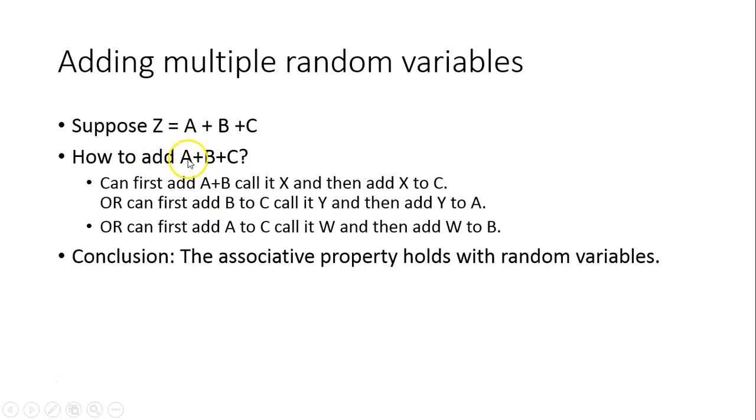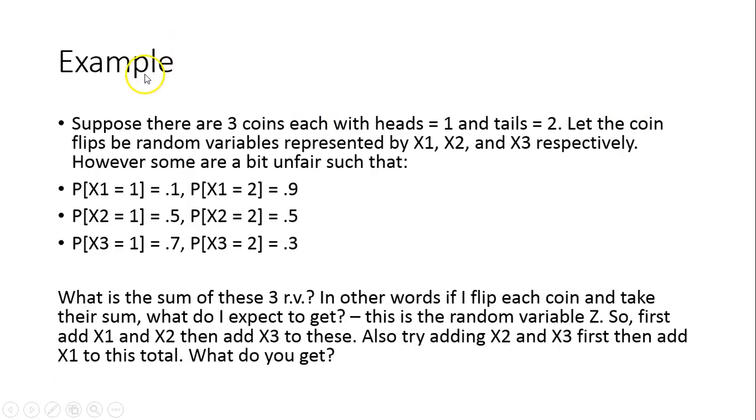Or I can actually add all three together and multiply all their probabilities together for a particular number. And this is what I do here. So suppose, for example, there are 3 coin flips with heads equals 1 and tails equals 2. Again, this is the same exact example from the first time. There are 3 different coins though. Let the coin flips be random variables represented by x1, x2, and x3 respectively. However, their numbers are a bit unfair.